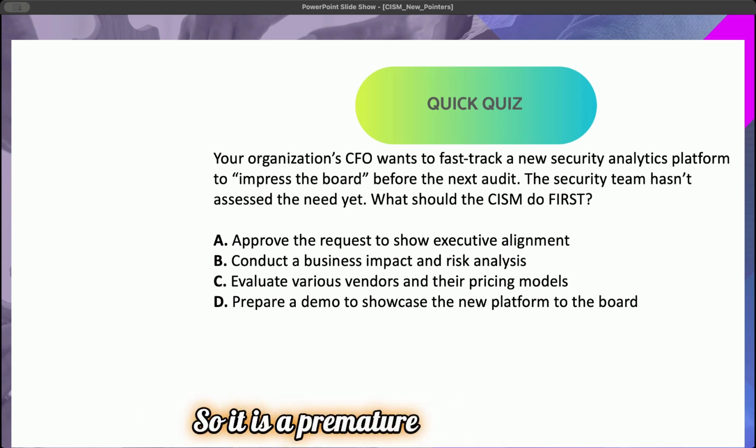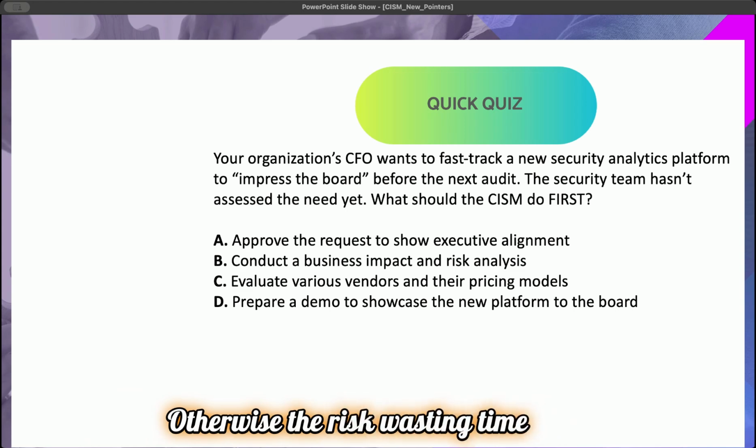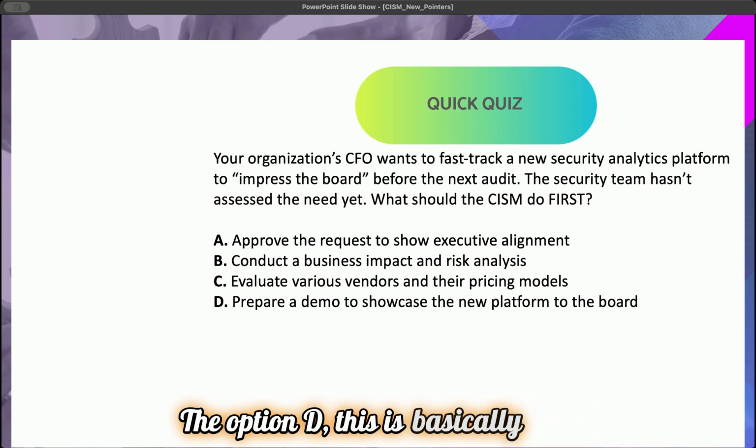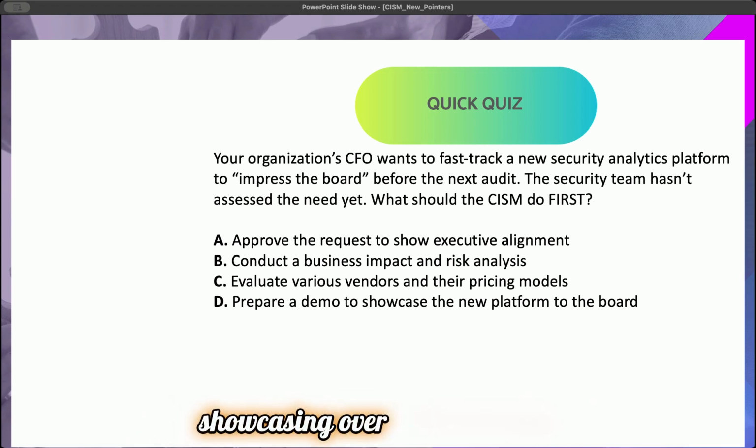So it is a premature option. Otherwise, we risk wasting time and budget on something which is not even needed in the environment. Option D is basically showcasing over strategy. The board wants to see how security supports the business, not a very polished and shiny dashboard without any justification.